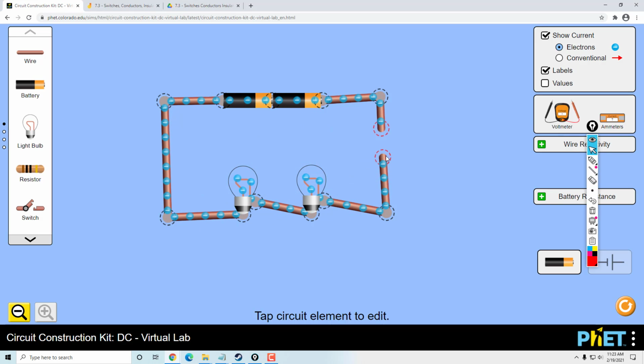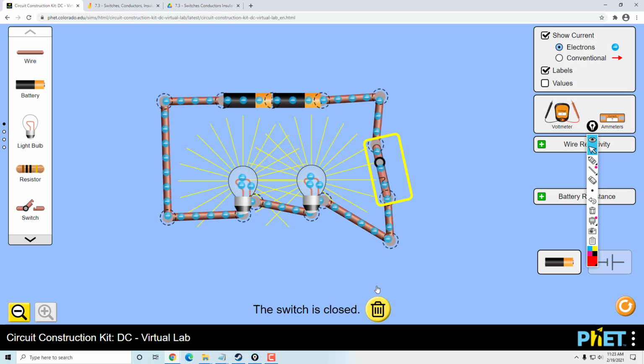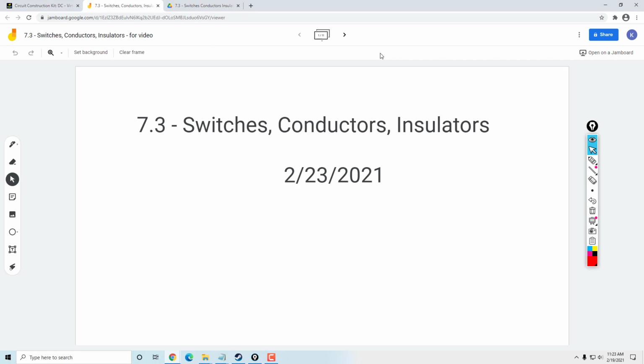However, if we disconnect this, now we have an open circuit. In an open circuit, the lights do not turn on. We can control a circuit using a switch. Here's a switch. Right now, the switch is open, but now it's closed. Open, closed. So a switch just controls whether we have a closed circuit with the lights on or an open circuit with the lights off.